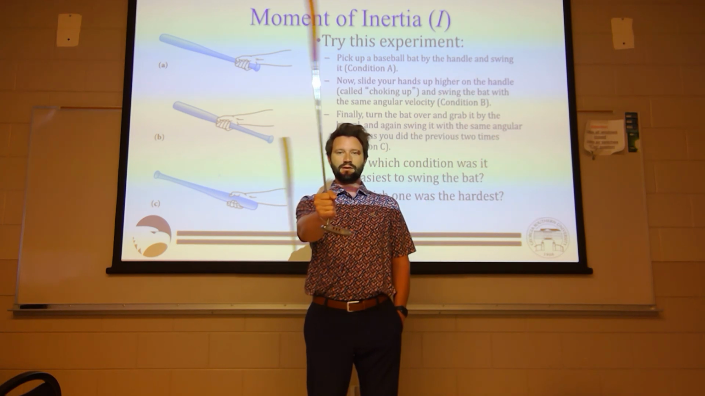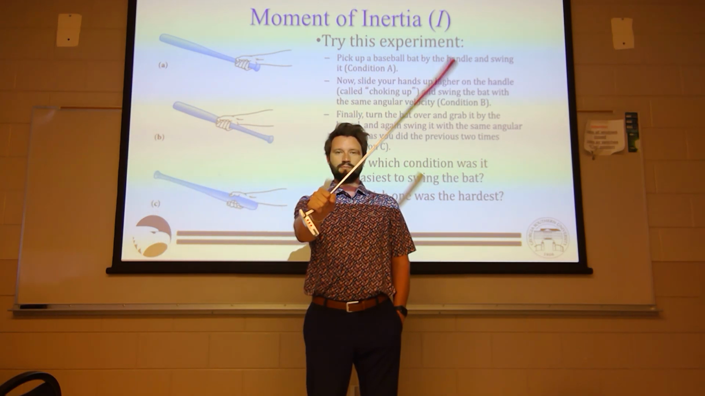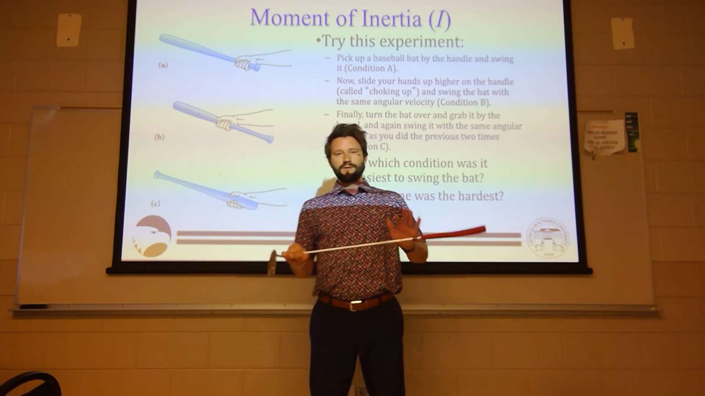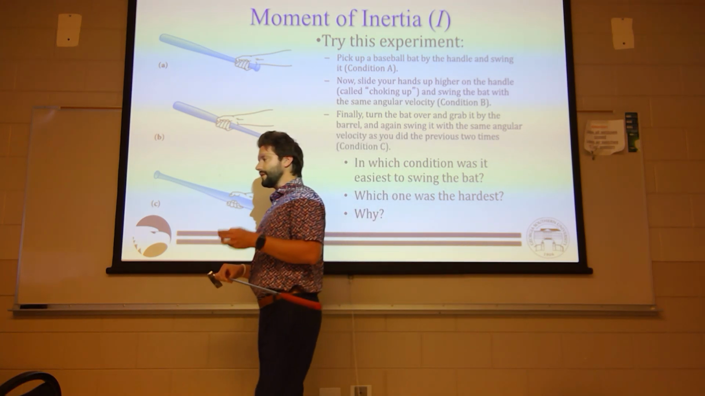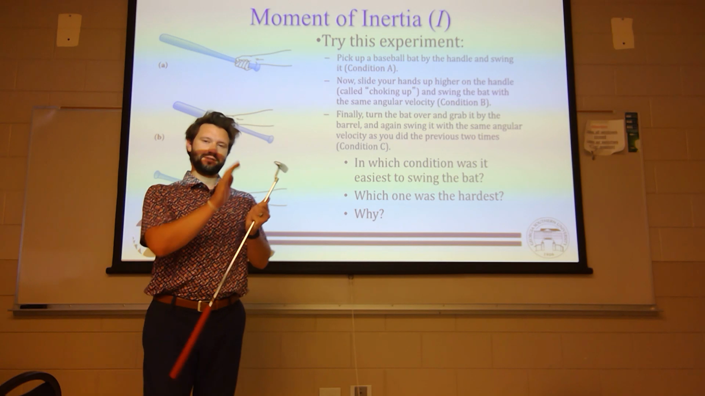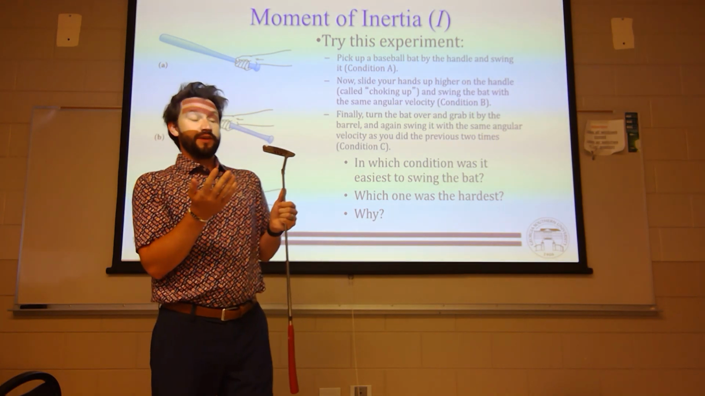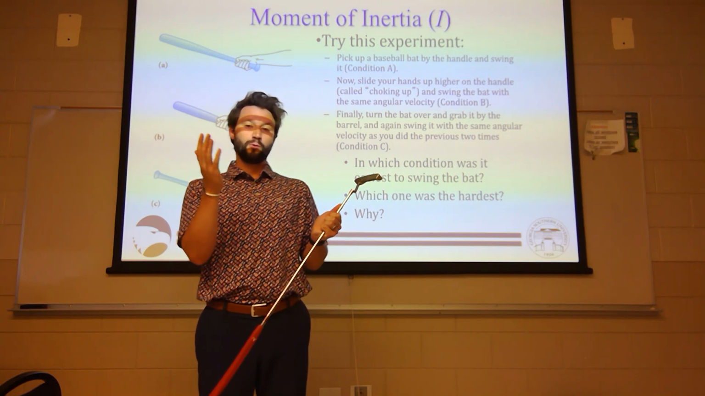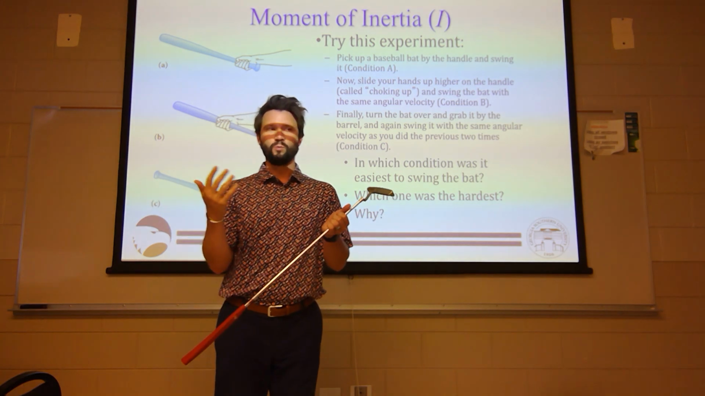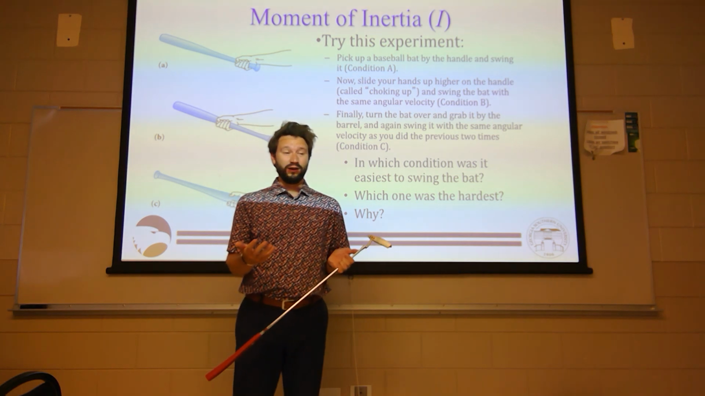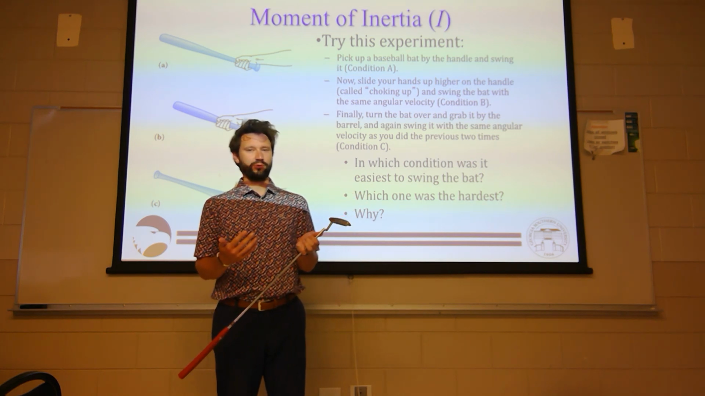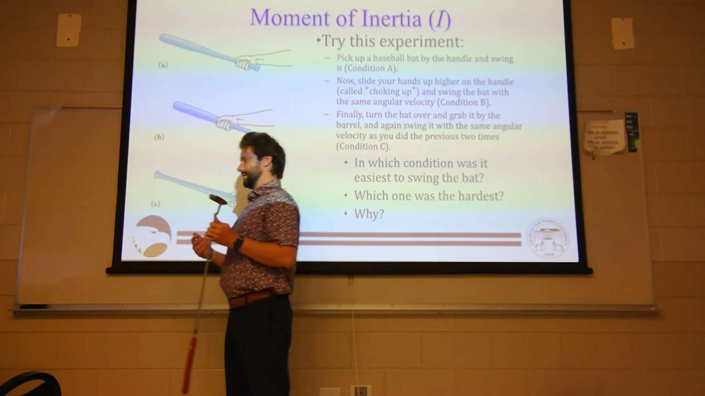What is it like to stop it? What is it like to change its direction? Rotate it back and forth. Now, once you've done that for all three positions, ask the question: which of those positions was the easiest to rotate back and forth? You rotate it down, stop it, change its direction, rotate it back. Which one felt easiest to do that? Which one was the hardest? And which one was in the middle?